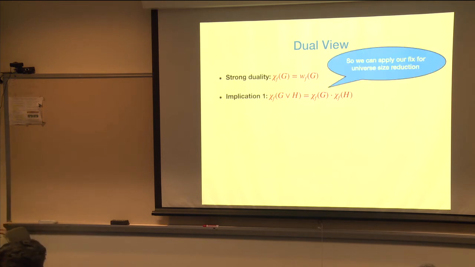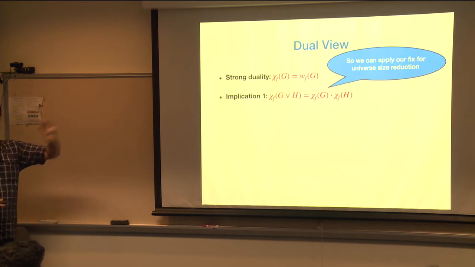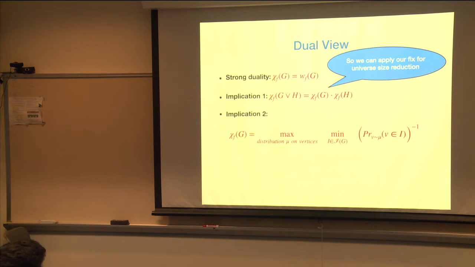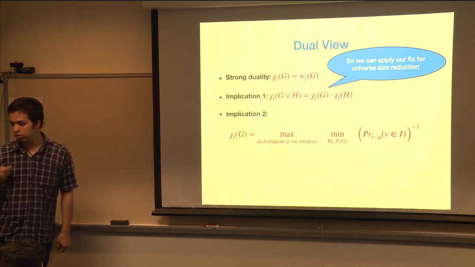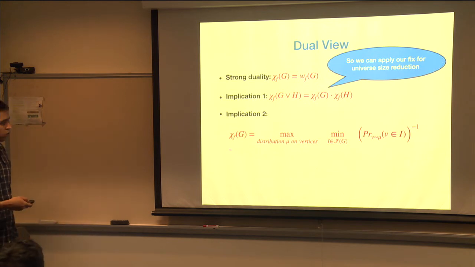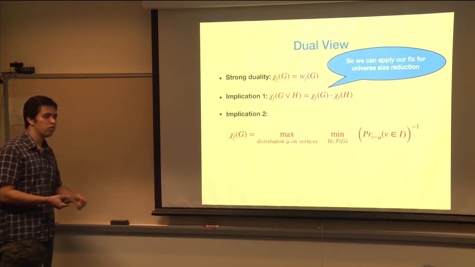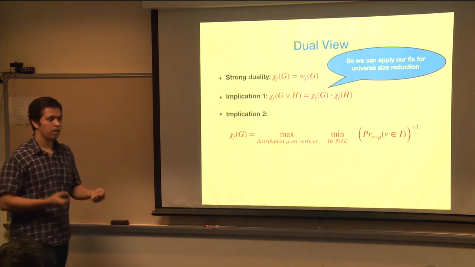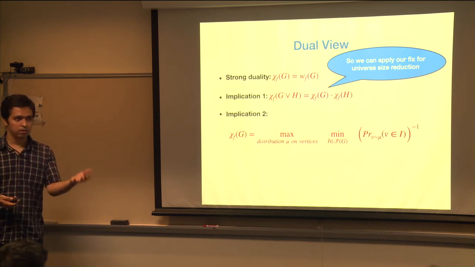Okay, good. So the good thing is that now we can apply the inverse size reduction. These are now equal. That idea that I told you, we can just apply it there. The other implication is a very nice interpretation of the chromatic number through this thing. Let me parse it. If my fractional chromatic number is equal to the following, maximize over all distributions assignment over the vertices of the graph.